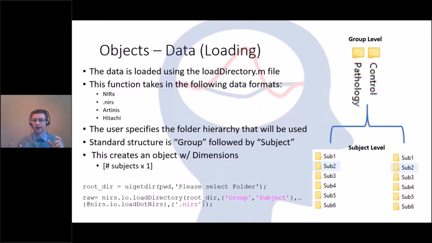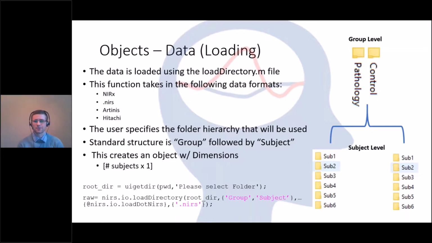it will actually call another function. And that other function is very specific to what file type you have. So if you have a NIRx file type, there's a load NIRx function. If you have a .NIRS format, it's a load .NIRS function. Artenis is load oxy3. Hitachi is load CSV, I believe. But each of these can be called within this load directory option.